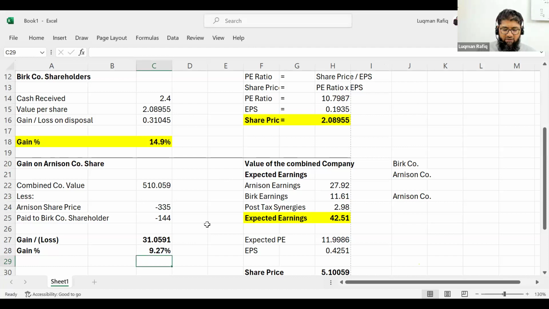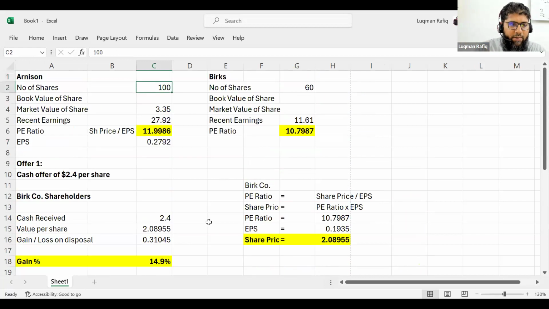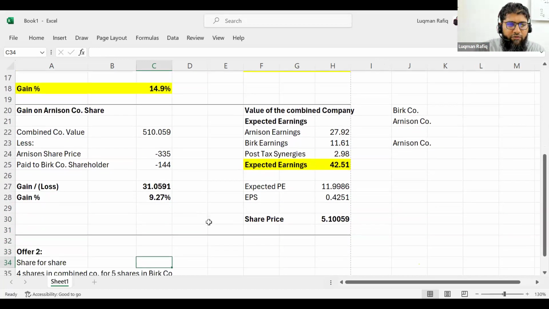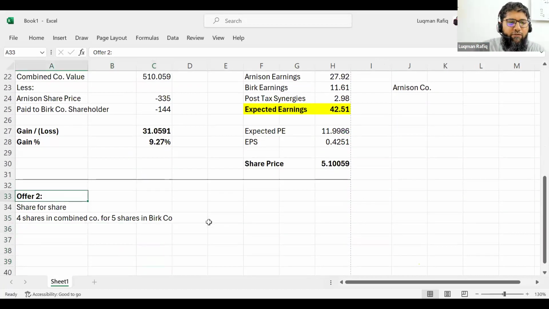Okay, so we got the gain from the perspective of what will happen in case we give cash. That was one of the requirements. Now we go on to offer number two, share for share. What is share for share here? That means we'll issue 4 shares in the combined company for 5 shares in Burke company.